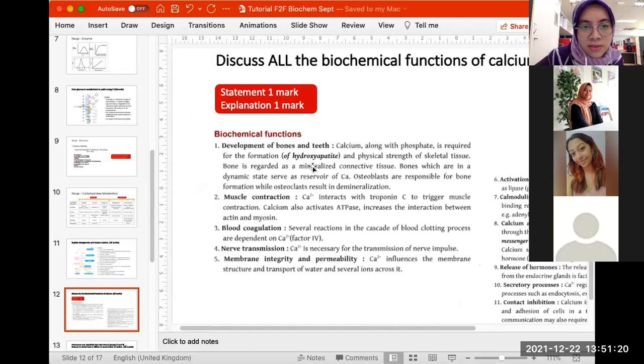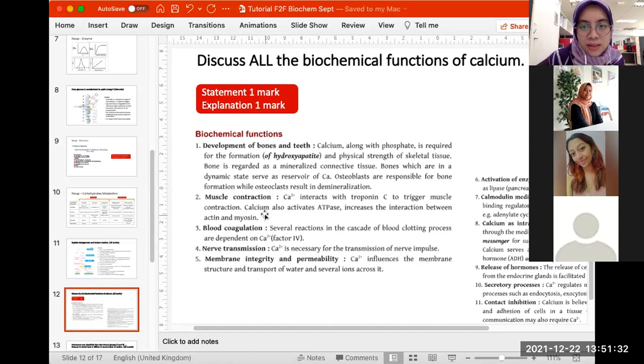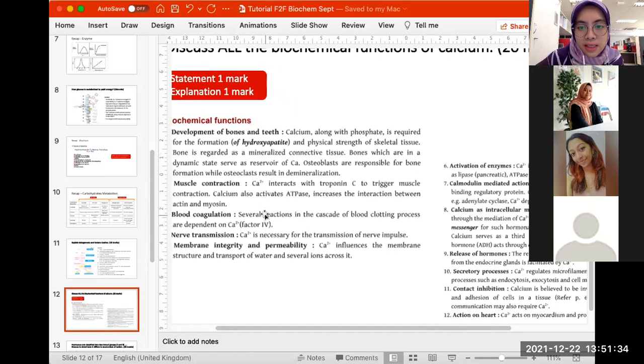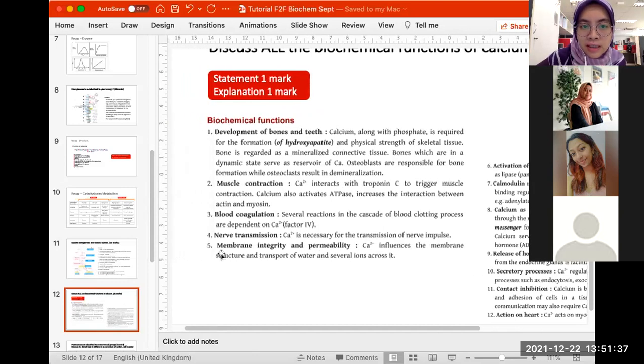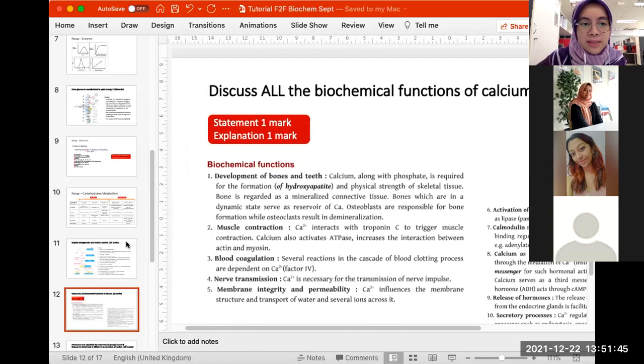Don't just write that calcium is important for development of bone and teeth. Then you can only get 1 mark. You have to explain how calcium helps in the development of bone and teeth, and so on. If they ask you 5, then write 5 and explain the statement. So that's the question for food biochemistry.